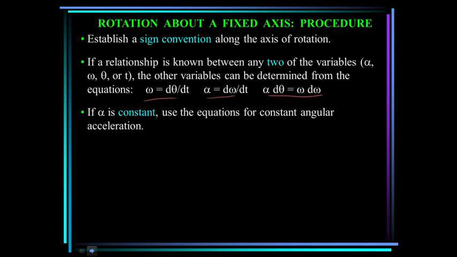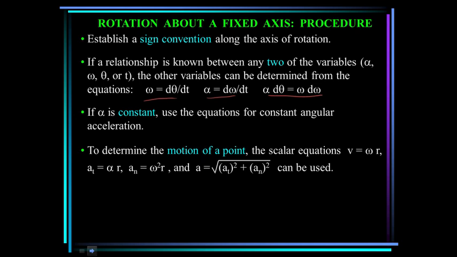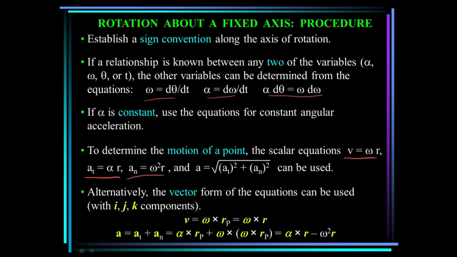If the angular acceleration alpha is constant, we can use the equations for constant angular acceleration. To determine the motion of a point, we can use these scalar equations you see here. The velocity is omega times r, the tangential acceleration is alpha times r, normal acceleration is omega squared times r. Alternatively, you can use the vector form of these equations, and this is probably a good way to go in a lot of problems. As long as you get the signs right initially, they'll come out right at the end.